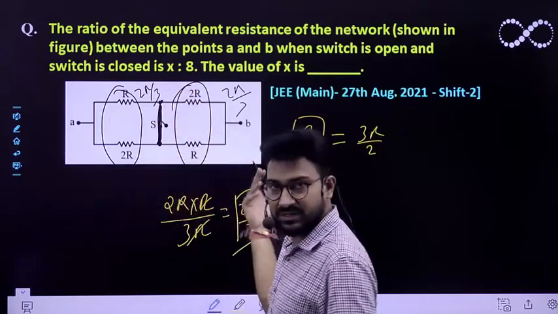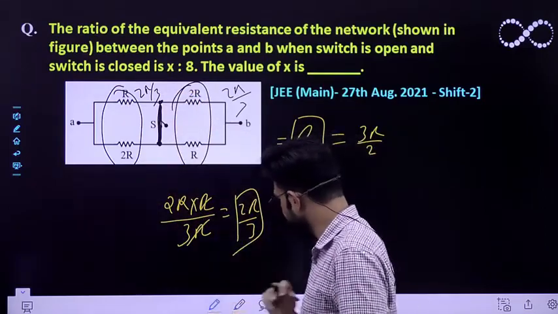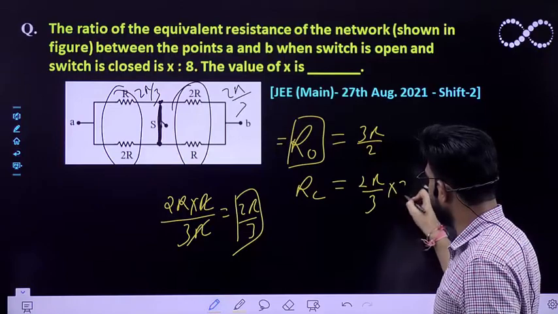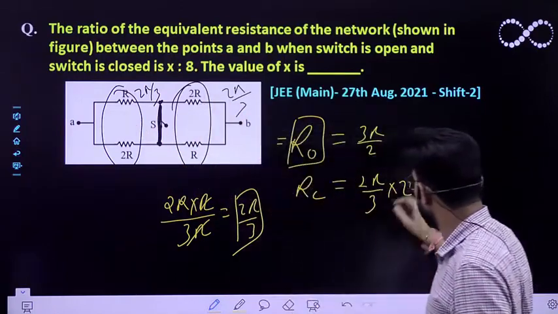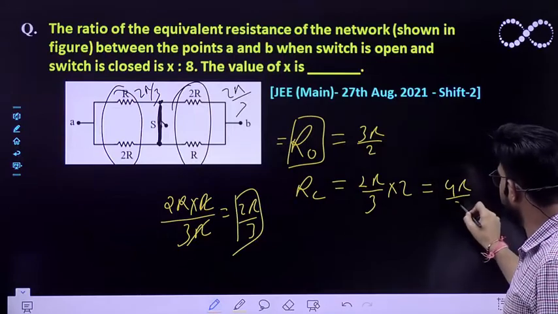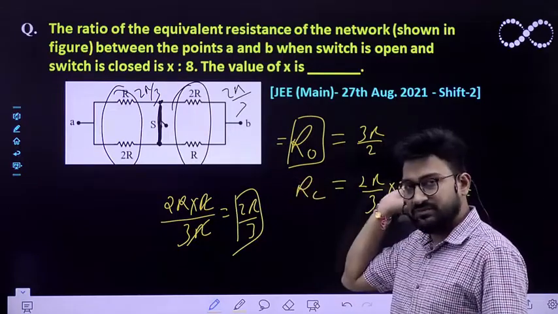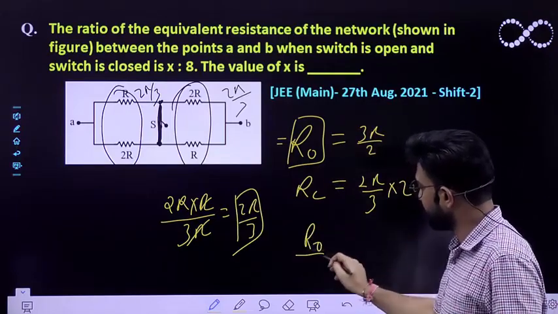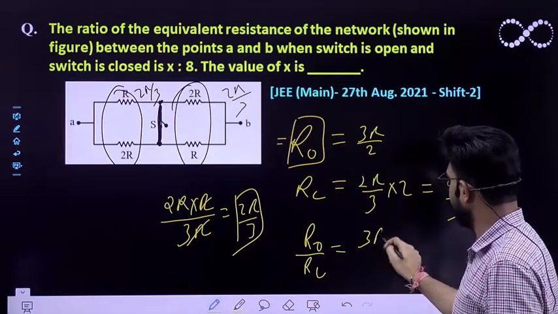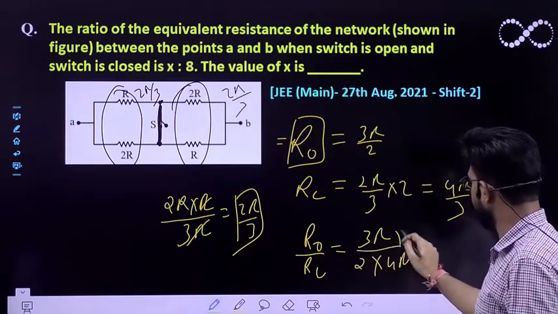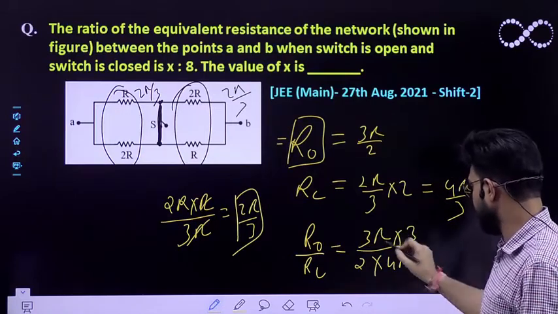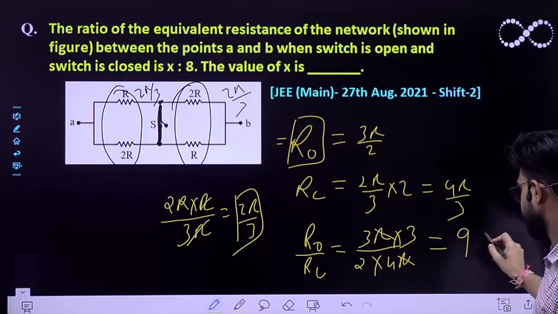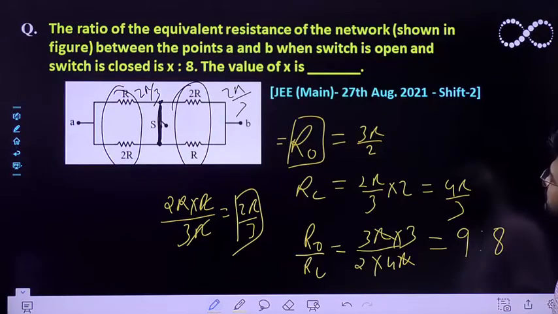Now these two would be in series. So in the closed circuit, the equivalent resistance comes out to be 2R by 3 multiplied by 2, because these are in series. So you'll be getting 4R by 3 as the equivalent resistance. Now you have to take the ratio of R_O by R_C. So it would be 3R by 2 divided by 4R by 3, and you'll be getting the ratio 9 by 8.